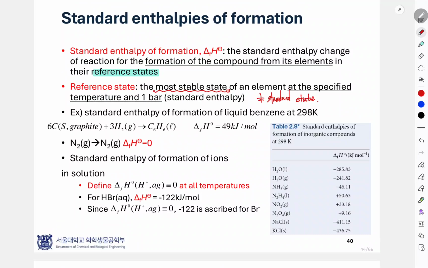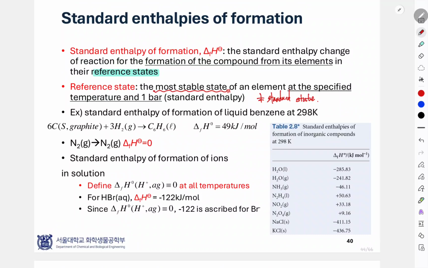And then we can think of how about the standard enthalpy of formation of ions in solution. So it has some problem because it is not possible to prepare a solution of either cations or anions alone. But this problem can be overcome by defining one ion, conventionally the hydrogen ion, to have 0 standard enthalpy of formation at all temperatures.